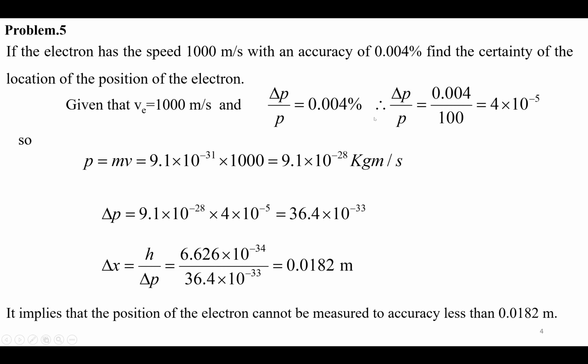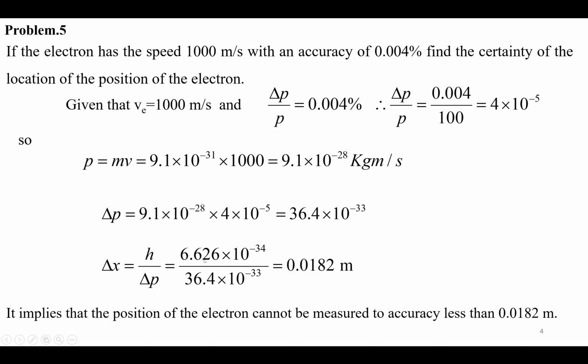So what of del P? Use this formula. Del P by P equals 4 into 10 power minus 5. So del P is equal to P multiplied by 4 into 10 power minus 5. So P is 9.1 into 10 power minus 28, multiplied by 4 into 10 power minus 5. Multiplying these two will give us 36.4 into 10 power minus 33. So use the uncertainty principle, del x del P equals h, the minimum uncertainty principle, which gives del x equals h divided by del P.